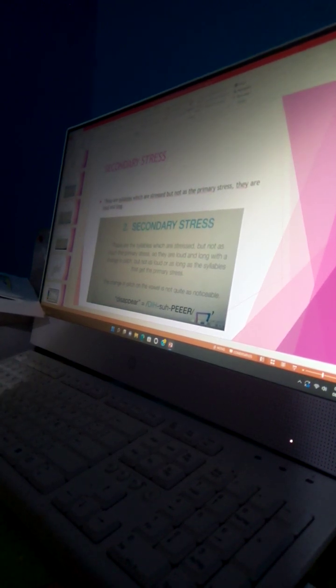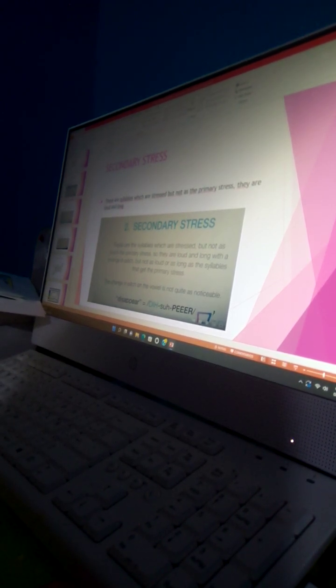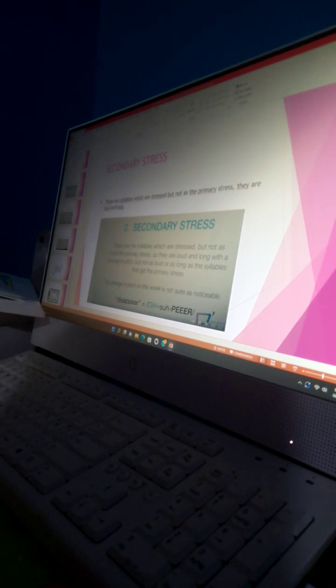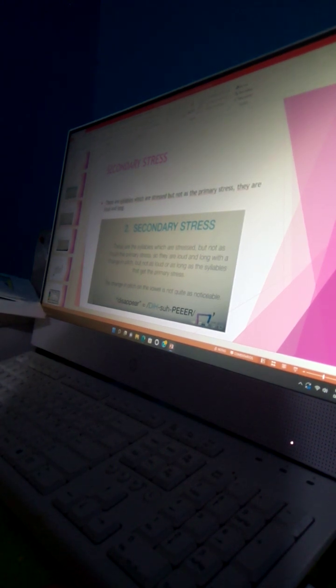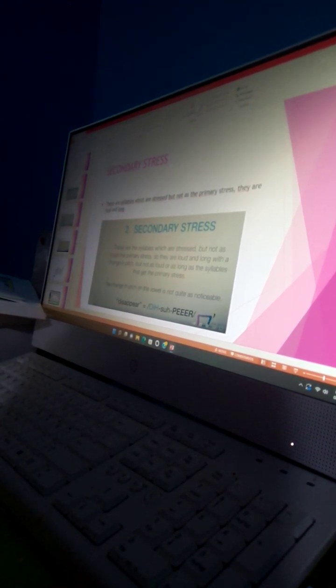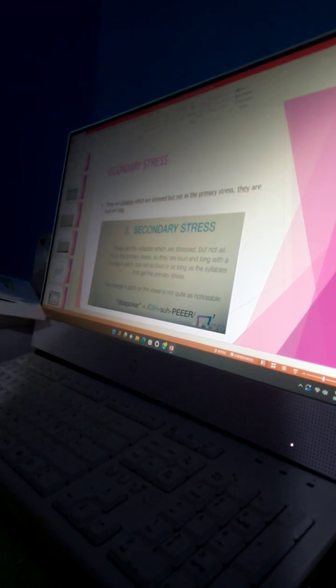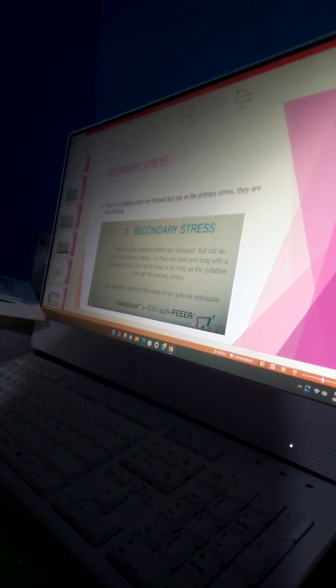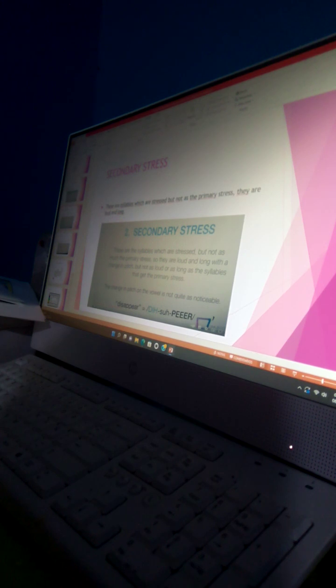It's a longer pronunciation than the first one, for example, the word "disappear," okay? "Disappear," "peer" is the stressed syllable, right? "Peer," the pronunciation is a little bit longer than the first stress.